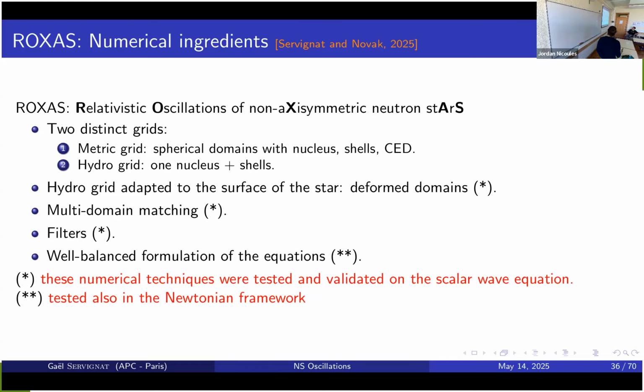Now what we do is that we have two different grids for the general code. One is dedicated to solving for the metric, with only spherical domains and a compactified external domain, which is the one that goes to spatial infinity. And then there is the hydro grid, which has one nucleus that remains spherical, and then an arbitrary number of shells. I'm going to show a picture right after. We adapt the hydro grid to the surface of the star. Why? Because you want to simulate rotating configurations, and when it rotates, you have centrifugal force that deforms your sphere.